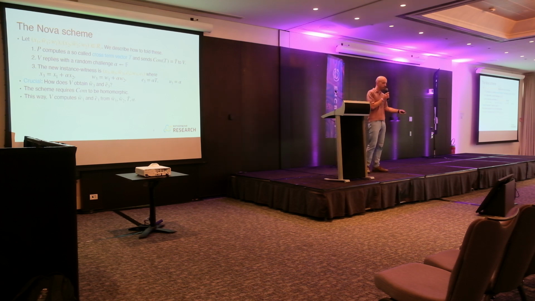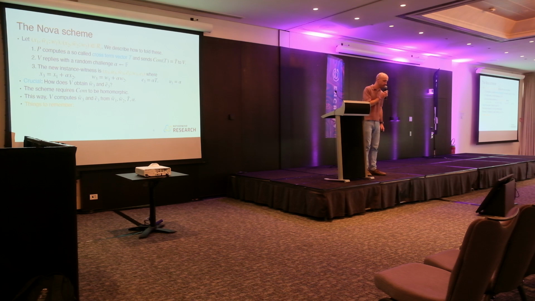So if you have a commitment scheme with this property, then the verifier can compute the commitments to W3 and the error term just by using these linear expressions, right? If it has the commitment to W1 and the commitment to W2, you just follow this expression and you get the commitment to W3 with scalar multiplication and addition. Okay, so that's the NOVA scheme in a nutshell.